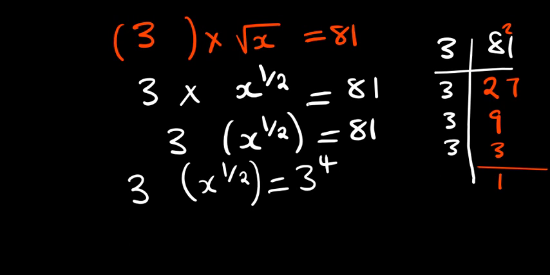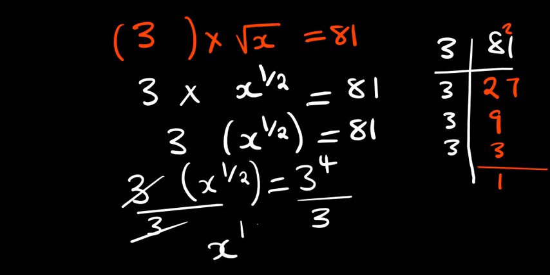Like earlier, initially we saw we couldn't divide 3 on both sides because of the x that we had, because we don't know what that x is. So we're going to now divide by 3 on both sides. The 3 and the 3 are going to cancel. Then I'm going to have x to the power 1 over 2 equal to 3 to the power 4. We say that is 81.